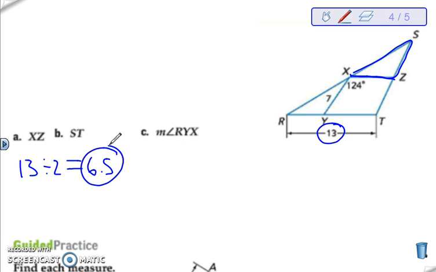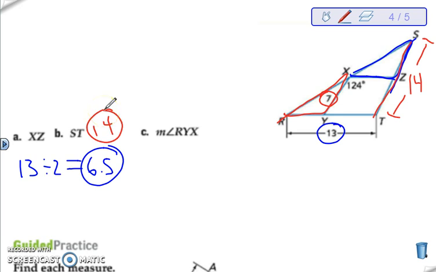If I am looking for ST, so ST is this. I notice I've got my mid-segment at XY. So this guy is half the size of the whole thing. So if I have 7 over there, I need 14 over here, so ST is 14.